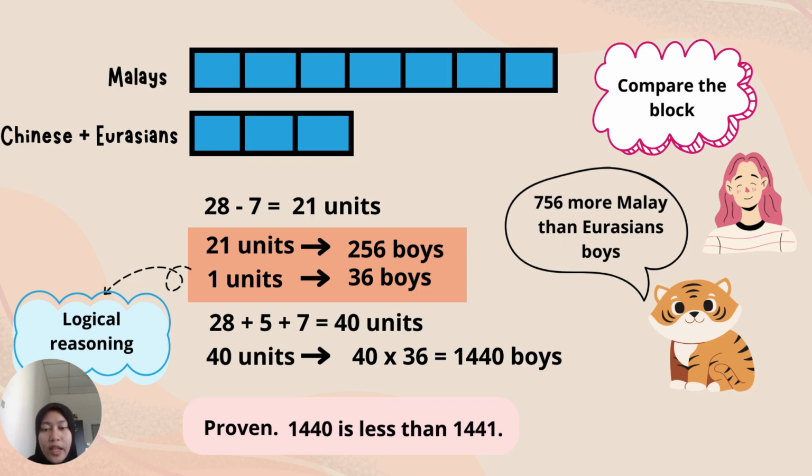To find the answer, it is 28 plus 5 plus 7, and we get 40 units. Then 40 units we multiply by 36 boys, and we get 1,440 boys. So it is proven that 1,440 is less than 1,441. So we get the answer, and it is proven that 1,440 is less than 1,441.